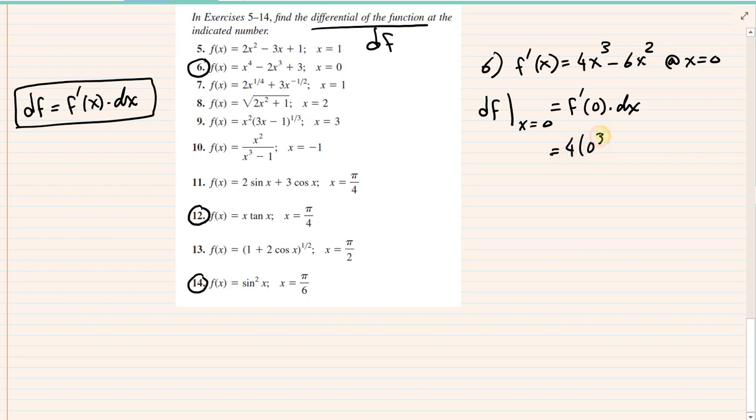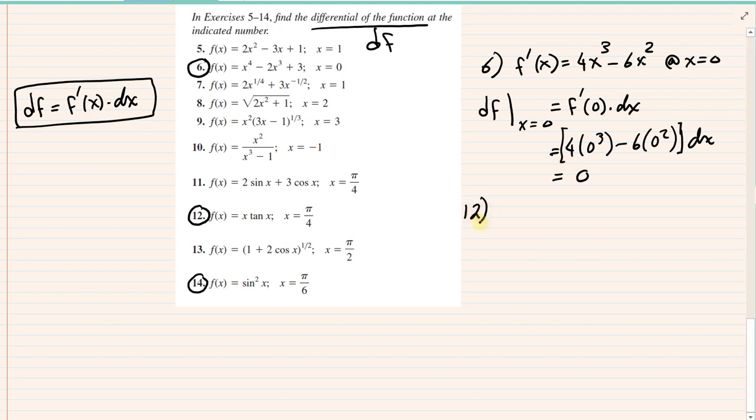So all I have to do is plug in a 0 for x into the derivative function. That's 4 times 0 cubed, negative 6 times 0 squared, and the whole thing ends up being 0 times, don't forget the dx here, by the way. It's got to get multiplied by dx. Okay? And we're done with number 6. Again, pretty easy exercise. Now let's take a look at exercise number 12.